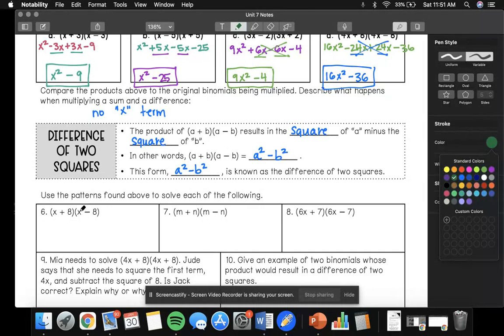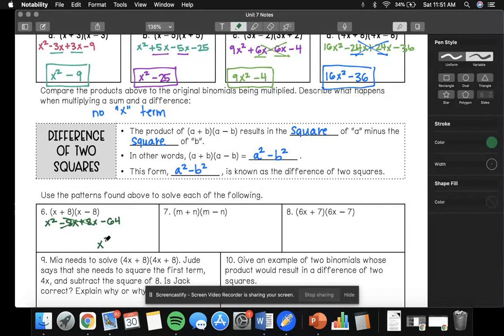So I'm going to do x times x. Okay, I'm going to do x times negative 8. I'm going to do 8x. And then do 8 times negative 8. Okay, and then I just happen to notice that those make a 0, and we're left with x squared minus 64.